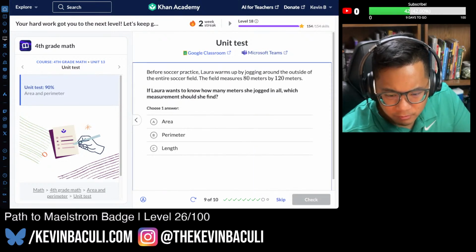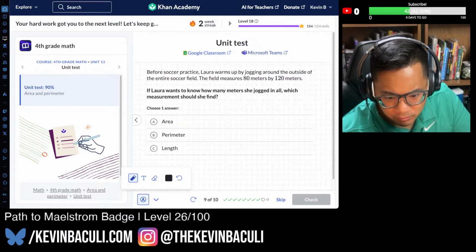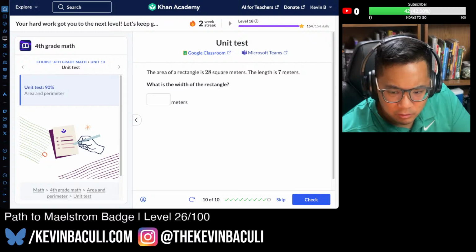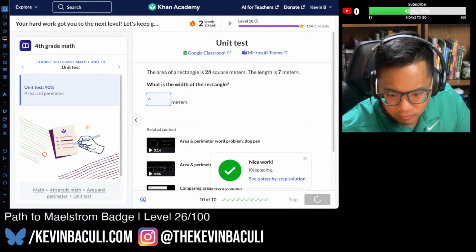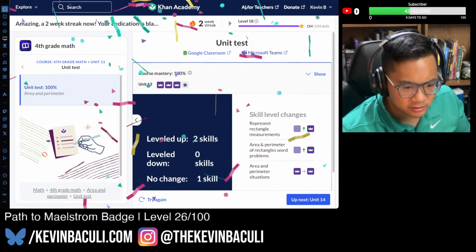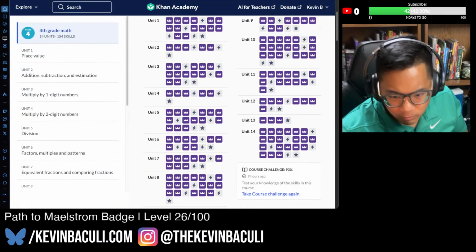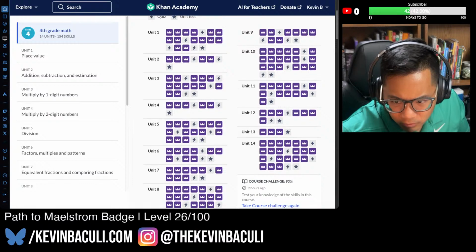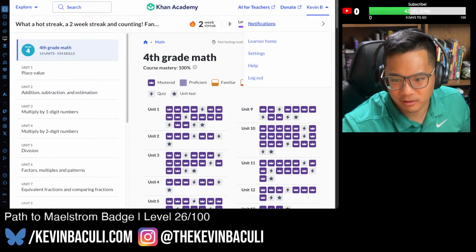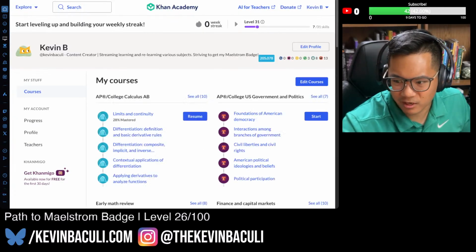Oh, it's jogging around the outside of the circuit. The field measures. Perimeter. What's the width? 4. There we go. Okay, easy. Last one. Oh. I finished. Nice. Let's see what my level is now.